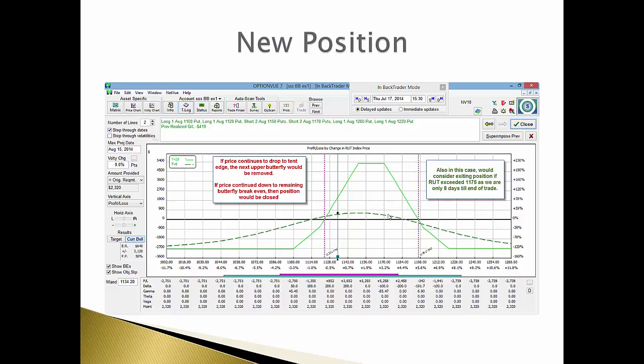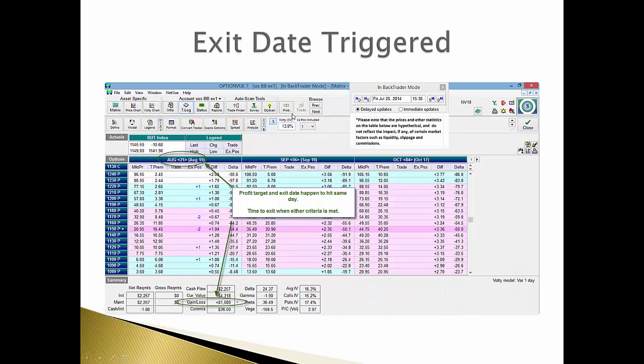Especially in this case here, where I would only be 8 days till the end of the trade, I'm definitely considering exiting this thing with what I can get. And like I said, the trade has not been going particularly well. In this case, the market didn't really go anywhere until 21 days to expiration, and this is our exit date. I happen to be at a $1,500 gain, which is my profit target. So by both criteria, I would exit.